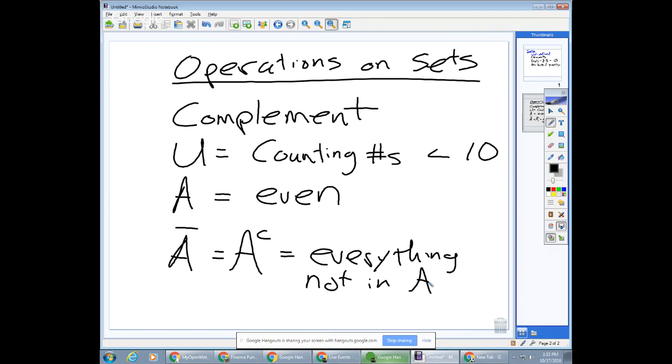Now, sometimes we can name the complement of a set, like what's the opposite of even? Ah, that works. But what if I was talking about positive numbers? What's the opposite of positive? What is it? It's not positive. So sometimes we do have a special name for the complement of something, and sometimes we don't. Sometimes it's more complicated than that. So we do want to be careful about that.